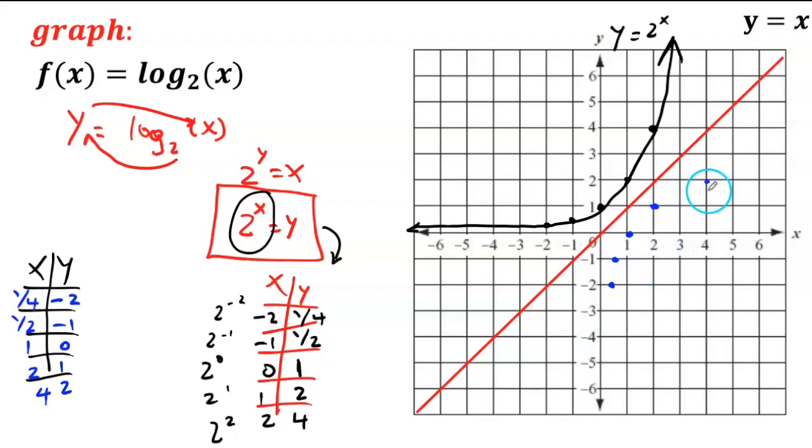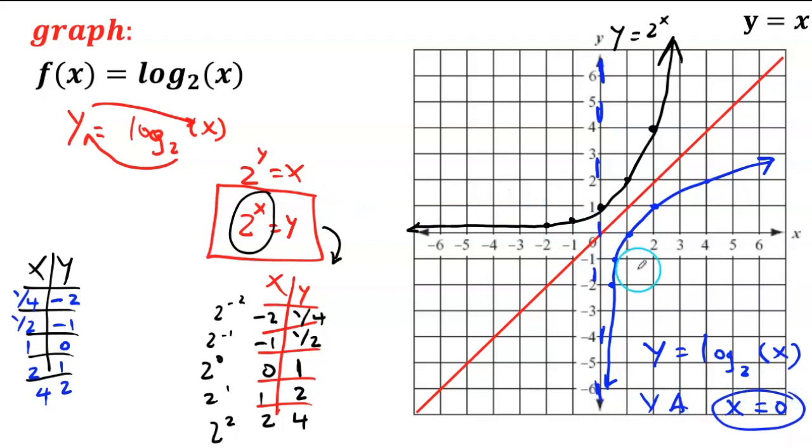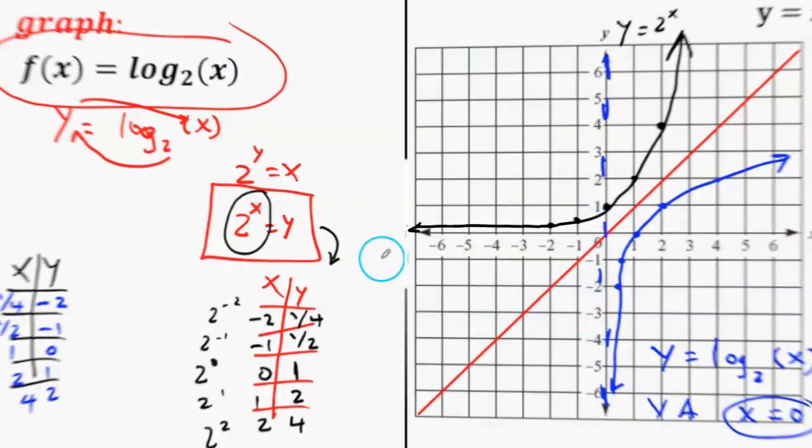And now my logarithmic function, instead of having a horizontal asymptote, will have a vertical asymptote, which is the y-axis. I'm connecting, and now this is my logarithmic function, which is log base 2 of x. And it has a vertical asymptote, which is the y-axis. Therefore, the vertical asymptote is x equals 0. Now, once we have our parent function, and this is our graph with our asymptote, let's work on some transformations.